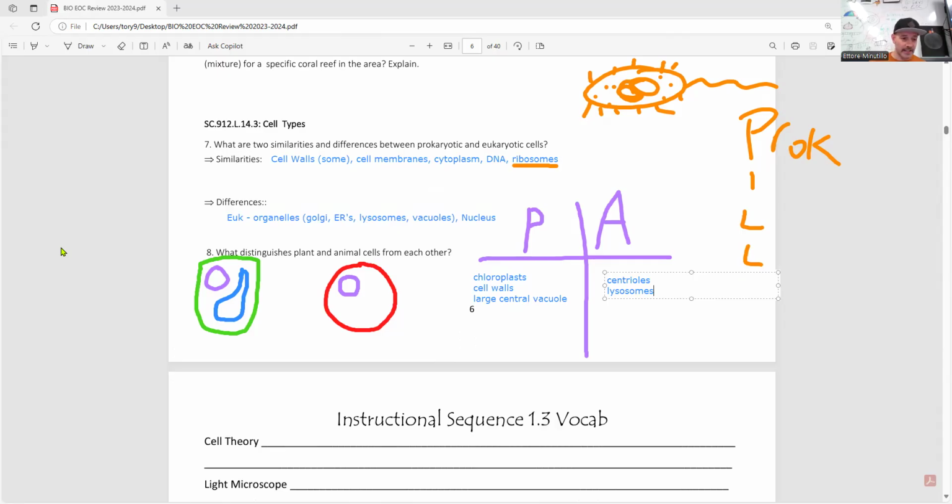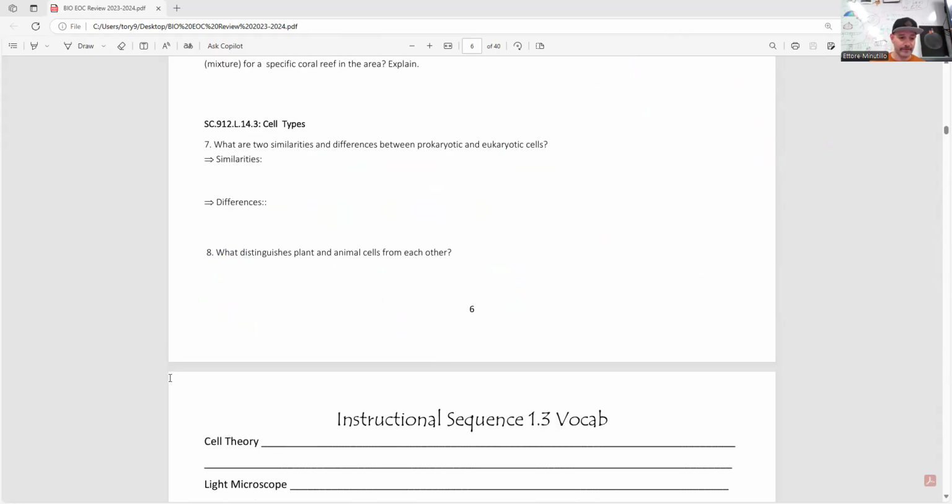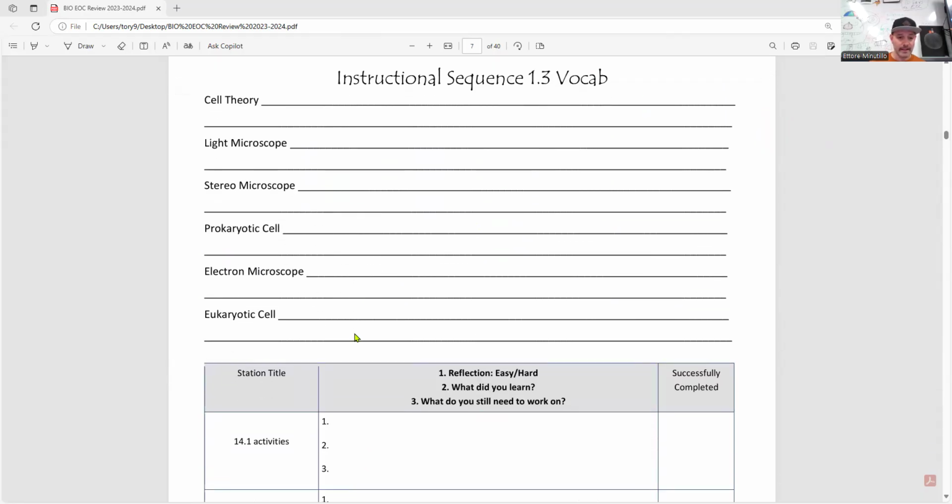We're going to clear our screen here and head down to check out this vocab a little bit. Cell theory, our explanation of what cells are and where they came from. Light microscope, we talked about that at the top. You should be able to get that definition fairly easily. A stereo microscope makes it sound like it's something extra or special. It's not. A stereo microscope is a regular microscope with two eyepieces. You're looking through with both eyes. That's the stereo part of it.